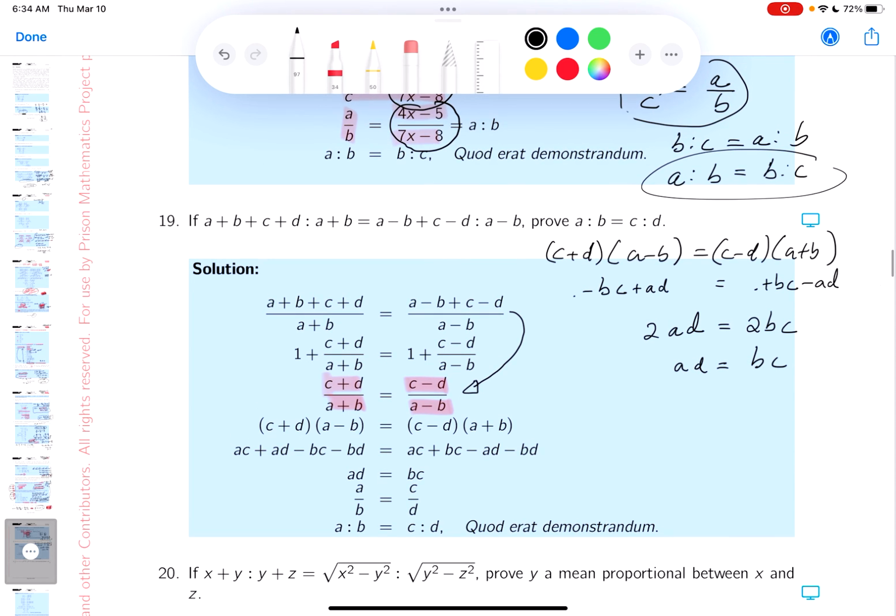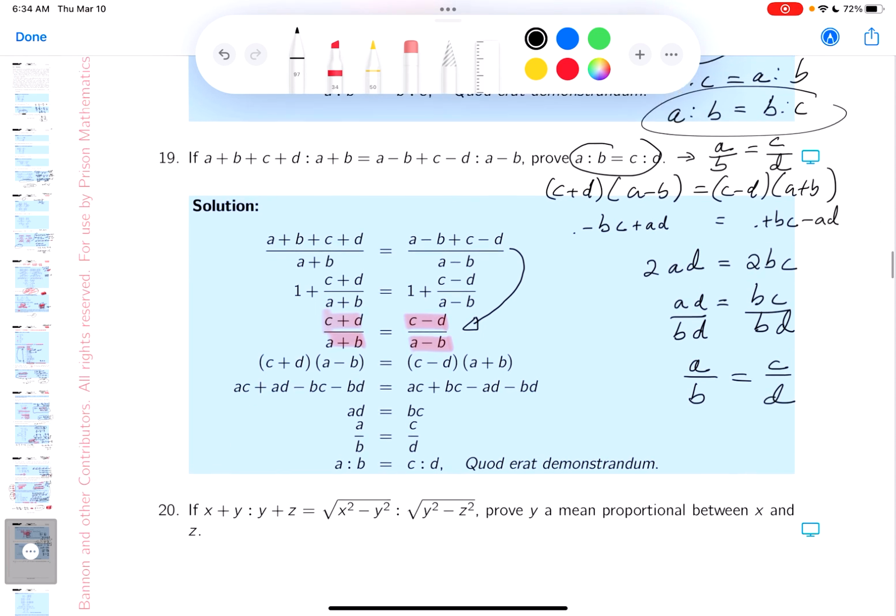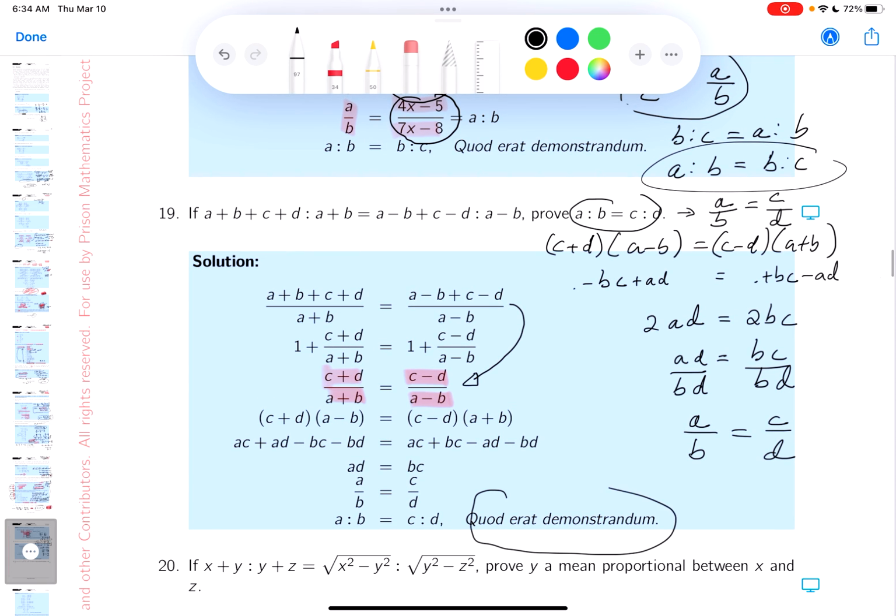Now, someone says, what was your goal? My goal is this. I want to tell you what the goal is going to be: to get A over B equals C over D. All right? So I'm going to divide both sides by B, and I'm going to divide both sides by D. What would I get? A over B equals C over D. We show what we're supposed to show. Generally, what we do at the end of a problem when we do something like this is write down Q.E.D. We show what we're supposed to show.